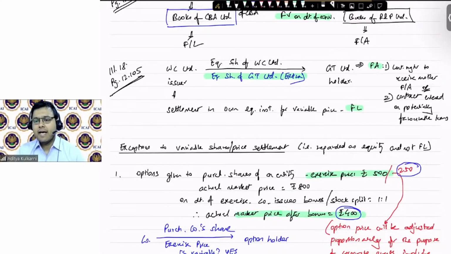But if it were to be equity shares of GT Limited for a fixed price, then GT Limited is getting its own equity instruments at a fixed price. And if that was the case, it would be regarded as equity. Is it okay? So if you read the definition of financial asset, you can see that it will be regarded as equity. In this question, it was variable, I think so. And that is why we have regarded it as financial asset and a financial liability.